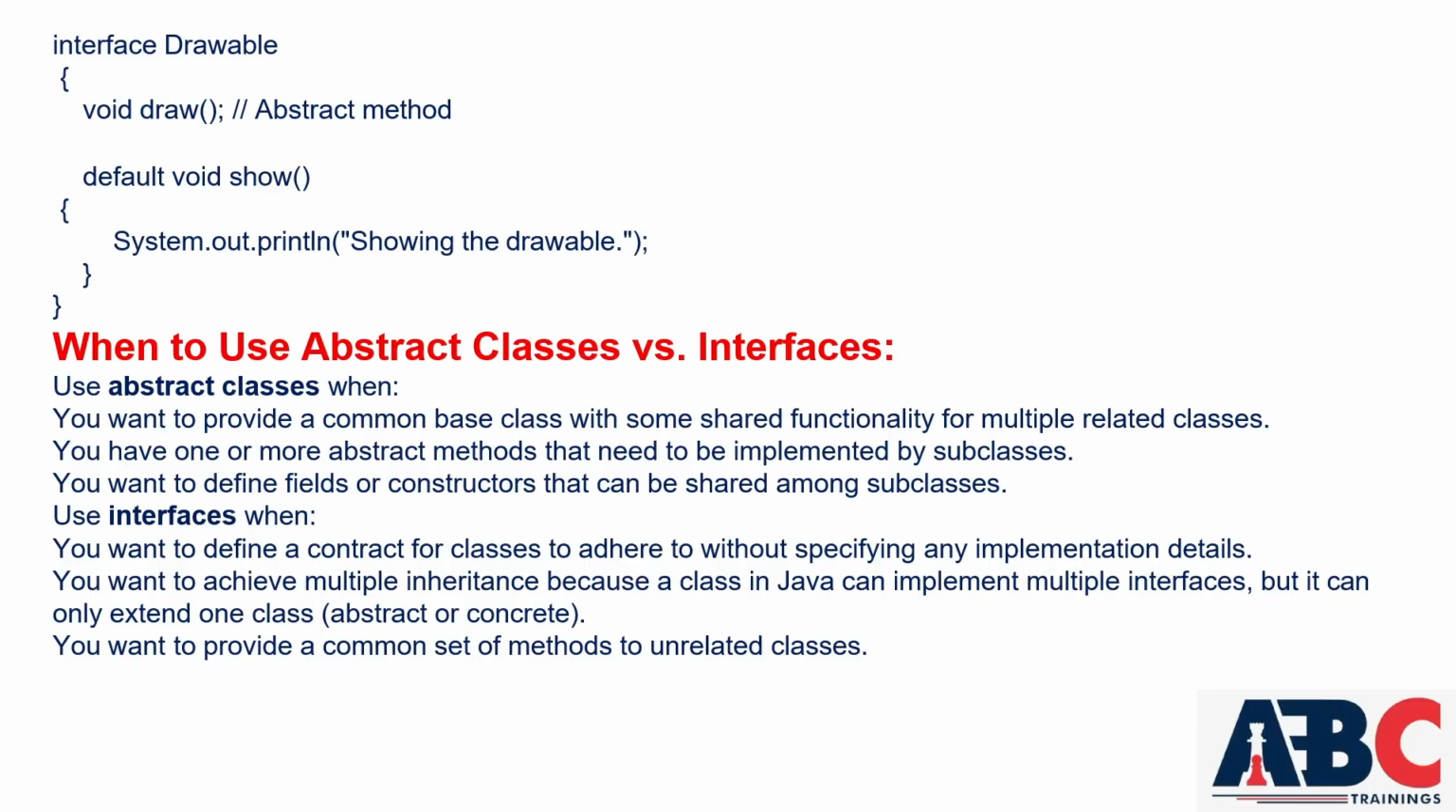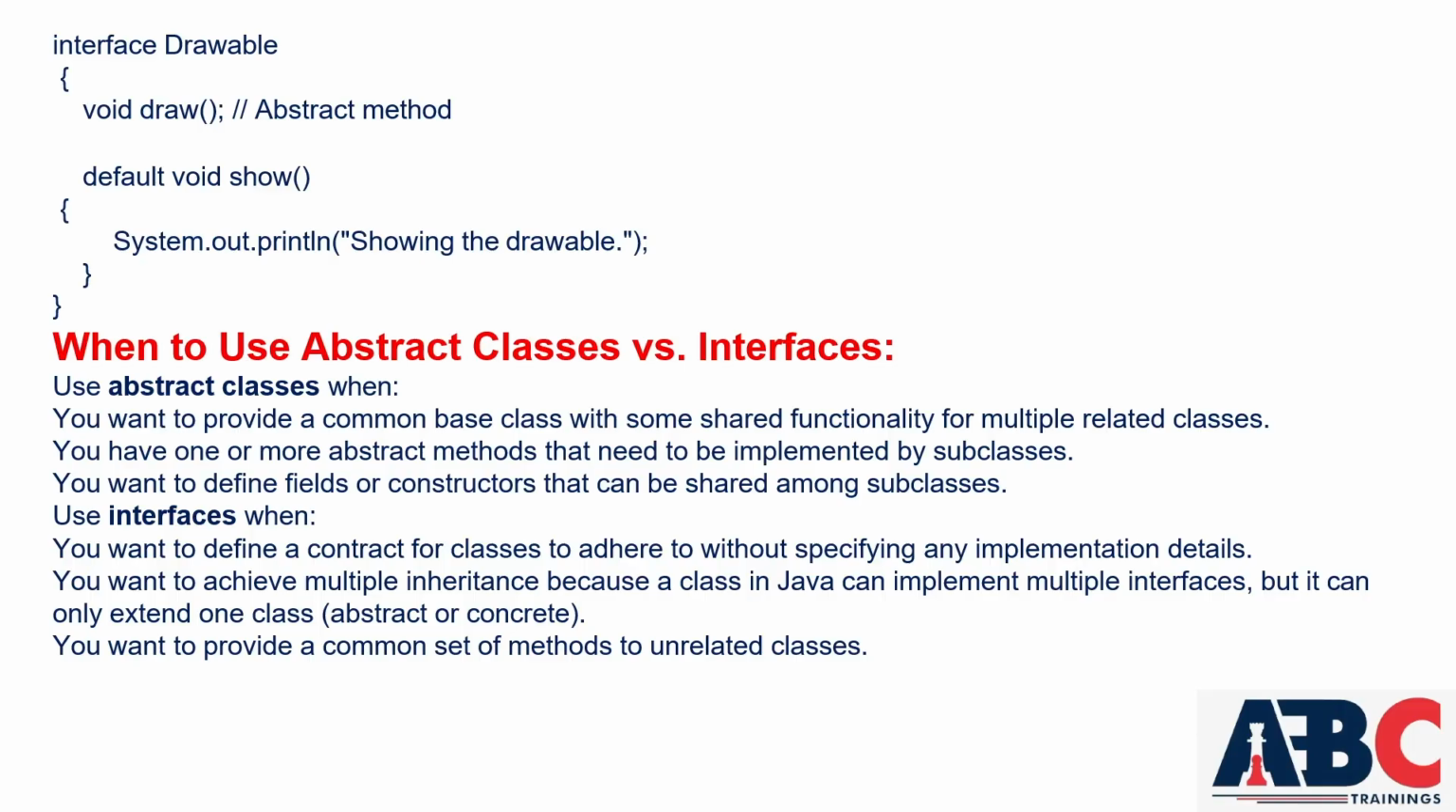Then next is when we use abstract classes versus interfaces. We use an abstract class when you want to provide a common base class with some shared functionality for multiple related classes. You have one or more abstract methods that need to be implemented by the subclasses. You want to define fields or a constructor that can be shared among the subclasses.